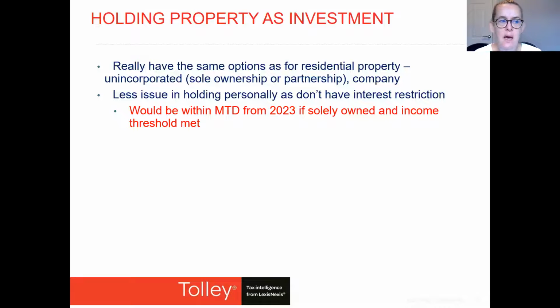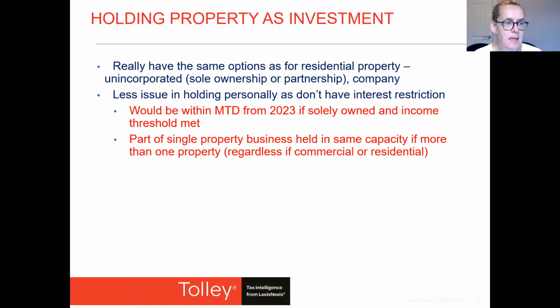Obviously, looking at things more generally, if you are holding property personally, you are going to be within MTD from 2023 if you meet the income threshold, and I think with commercial property that would probably be the case. Part of a single property business held in the same capacity, if you've got more than one property, regardless of whether it's commercial or residential. So, for example, if you had a portfolio of property that was both commercial and residential, then you would potentially have quite a complicated interest restriction calculation, because you've got to work out whether the borrowings relate to the commercial property, in which case you get full deduction, or whether they relate to the residential.